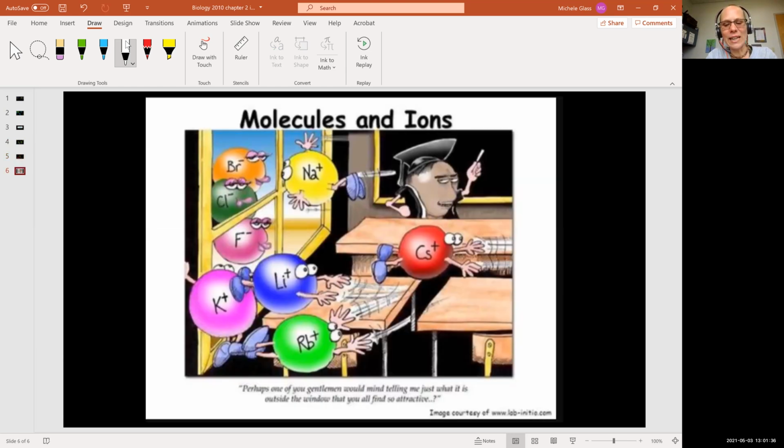And here's a funny little comic to help us remember. It says, perhaps one of you gentlemen would mind telling me just what it is outside the window that you all find so attractive, right? And notice that you've got cations in the classroom and anions outside.